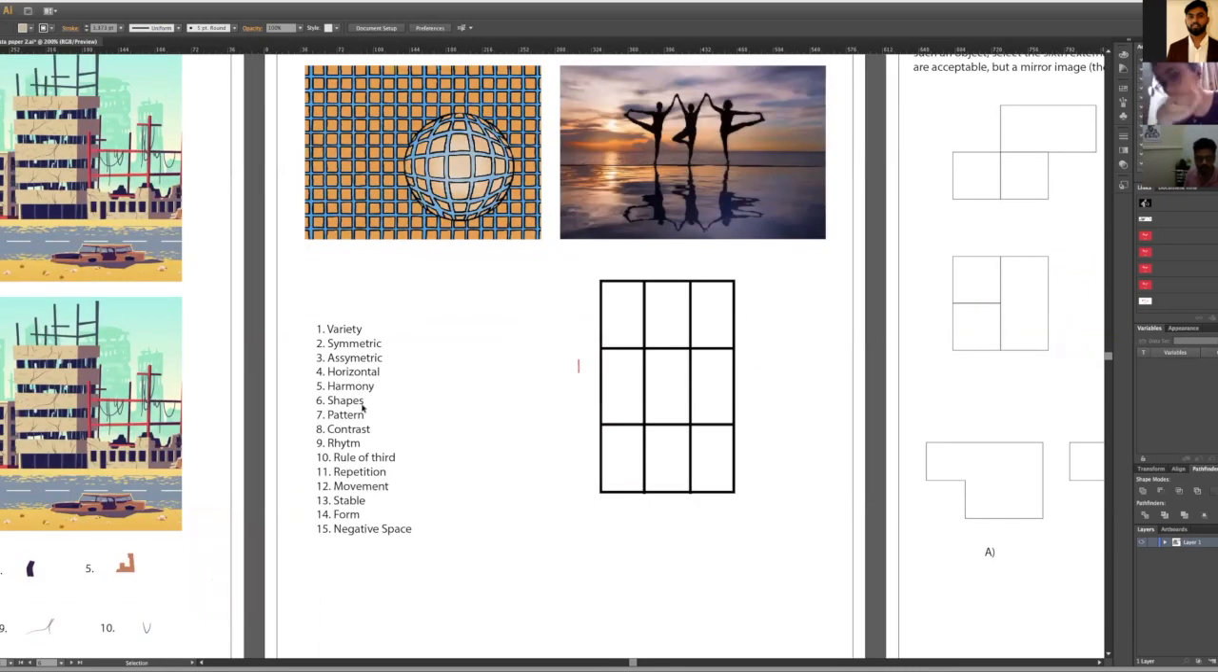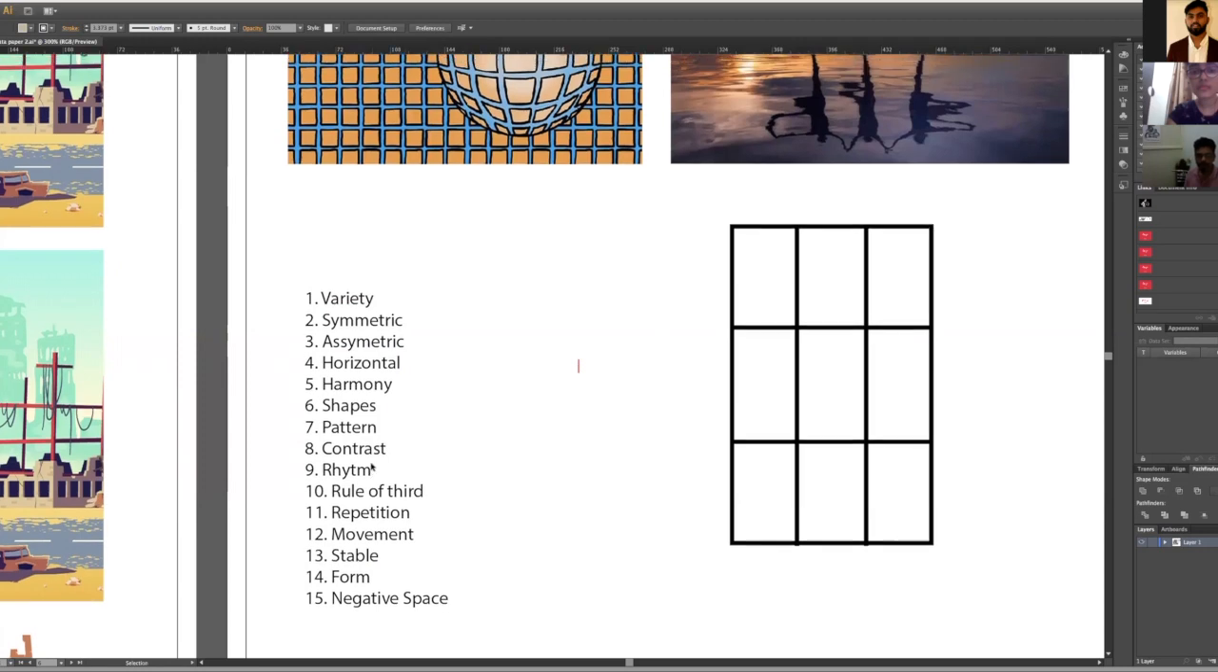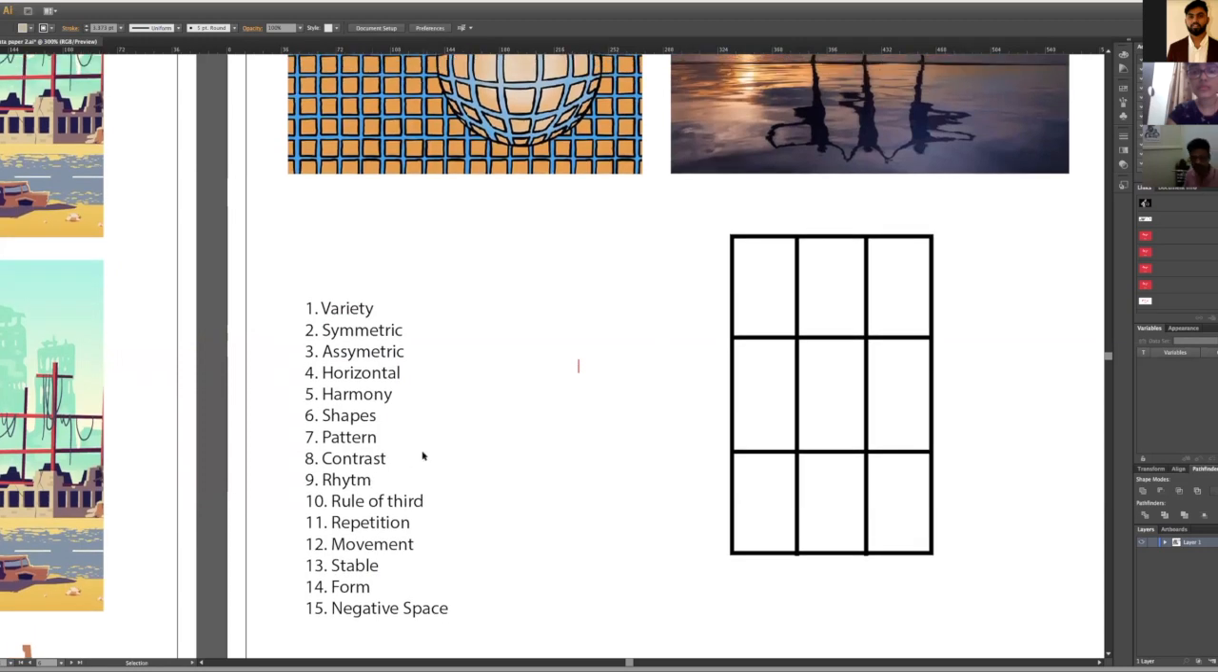Harmony we have in both the images, shapes we have in both the images. Do we have pattern? In one image we have, but in the second image we don't. Do we have rhythm? Only in the first image. Correct.